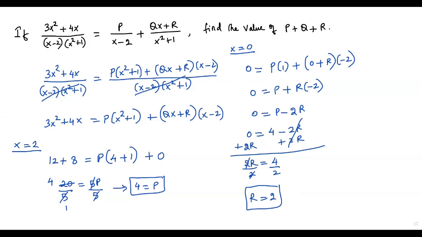Okay, so in my next step, what I'm going to do is, in the same equation, plug in some value like 1. If I plug in x equals 1, p will not become 0, q will not become 0, r will not become 0. So we'll have the equation with all the three unknown constants p, q, r. In that, I can plug in the values for p and r, because we got the values for p and r, so I can plug in p is equal to 4 and r is equal to 2. And I can find the value of q. So let me continue on the next page.